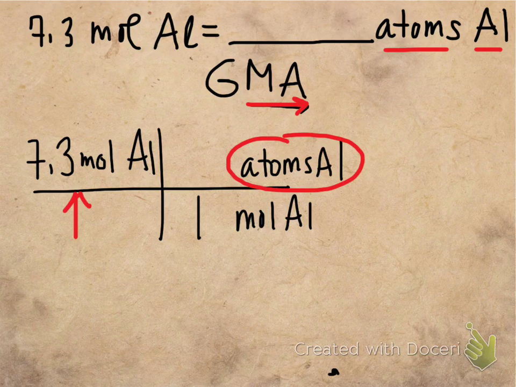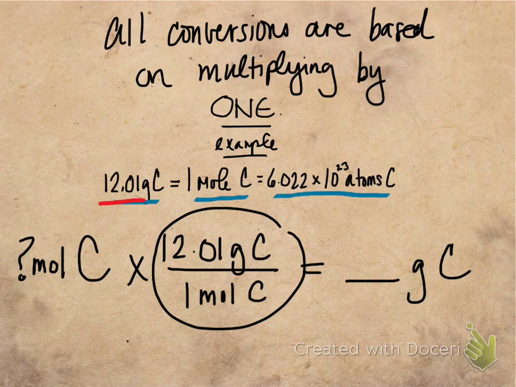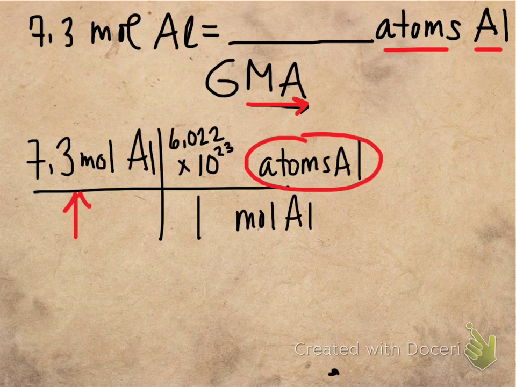Well, let's go back to our initial slide. The molar mass of any element is equal to 1 mole of that element is equal to 6.022 times 10 to the 23rd atoms of that element. There's the number we're going to use for our conversion. So I have this set up nicely, 7.3 moles of aluminum times 6.022 times 10 to the 23rd atoms of aluminum per mole. Let's check my units. Yes, moles of aluminum cancel, leaving me in atoms of aluminum.